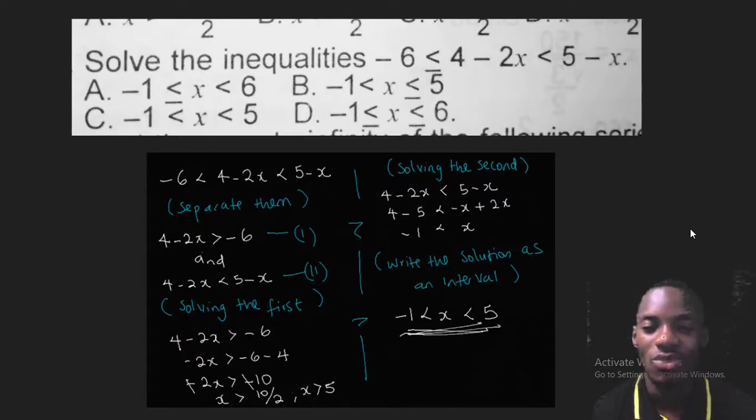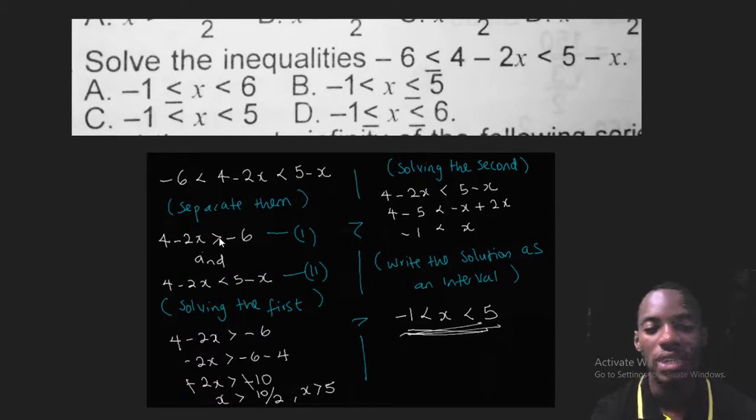Now in this one we have 3 cases of inequality. Minus 6 is less than 4 minus 2s is less than 5 minus x. Now this is 3 separate inequalities. First thing to do is to separate them. I'll do 4 minus 2s is greater than minus 6. I only turned the format: the minus 6 came this way, so I just turned it, and when I turned it, the sign turned. And then the next one is the one in the middle, 4 minus 2s is less than 5 minus x.